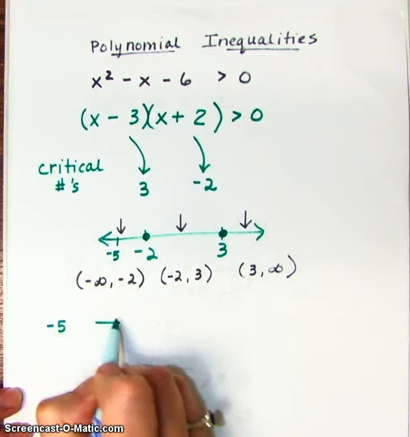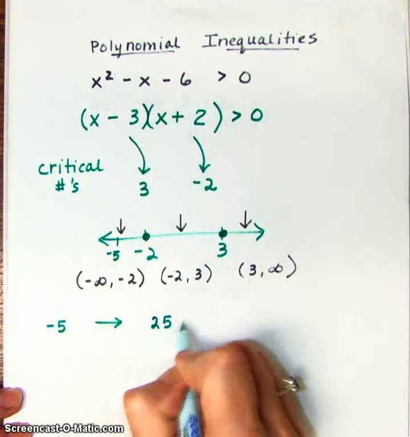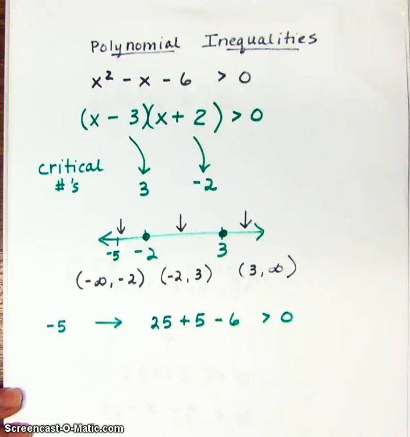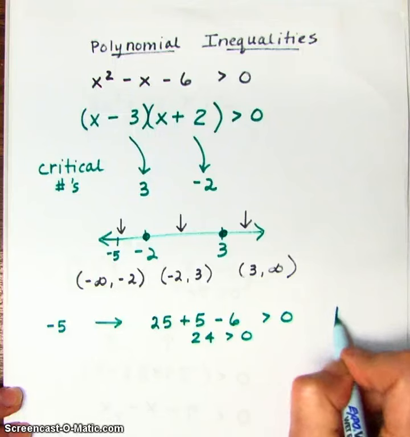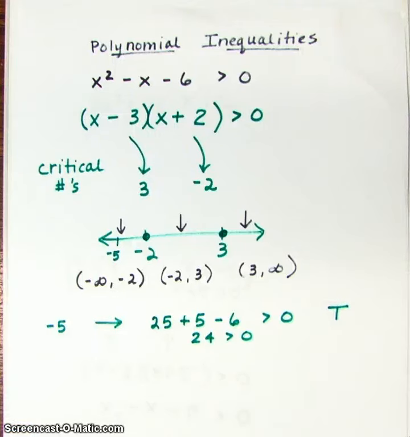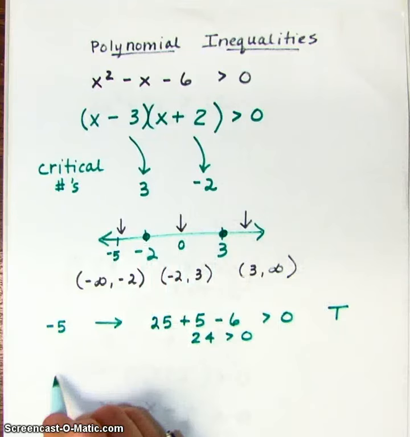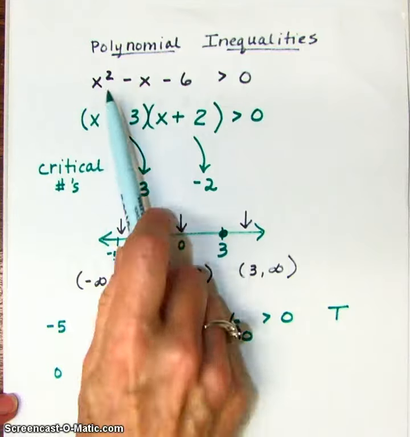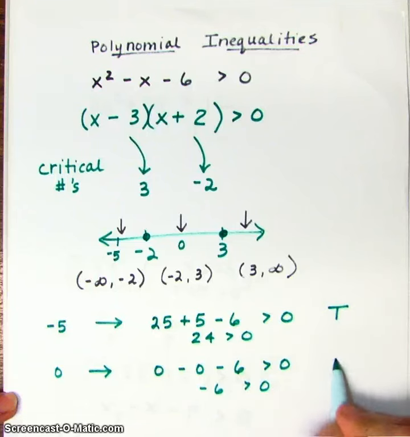All right, when I test negative 5, this is what I get. I get 25 plus negative 5 plus 5 minus 6, and that's supposed to be greater than 0. Well, I think you can see that's 30 minus 6, 24 is greater than 0. That is true. Now, let's test a point between negative 2 and positive 3. I'm going to test 0. If I test 0, I'm going to get, back to the original, 0 squared minus 0 minus 6 is greater than 0. That's negative 6 is greater than 0. That is clearly false.